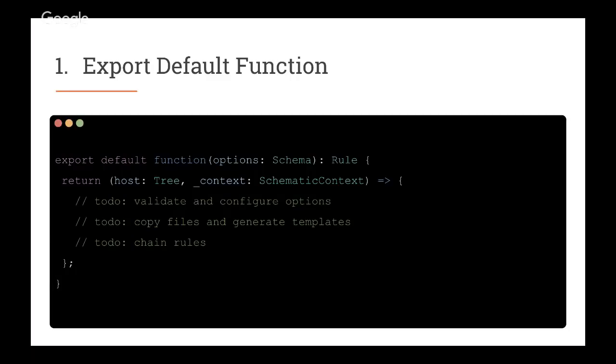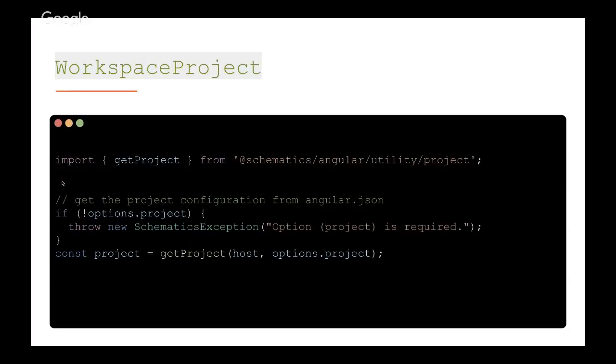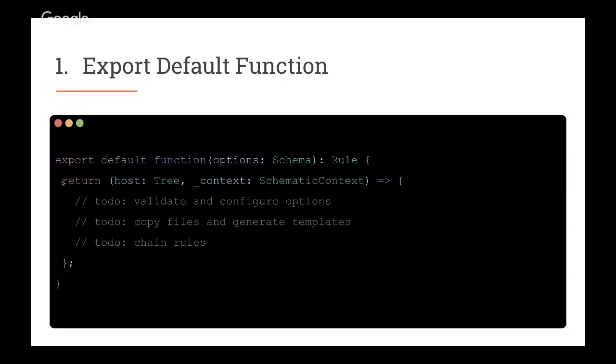And here we've got our factory function that's going to return our function that accepts the host and the context. And we've got a couple of things we need to do. First, we need to validate and configure all the options that the user specified. Next, we need to copy those files over and generate out the templates. And then finally, we're going to put it all together and chain it all up.